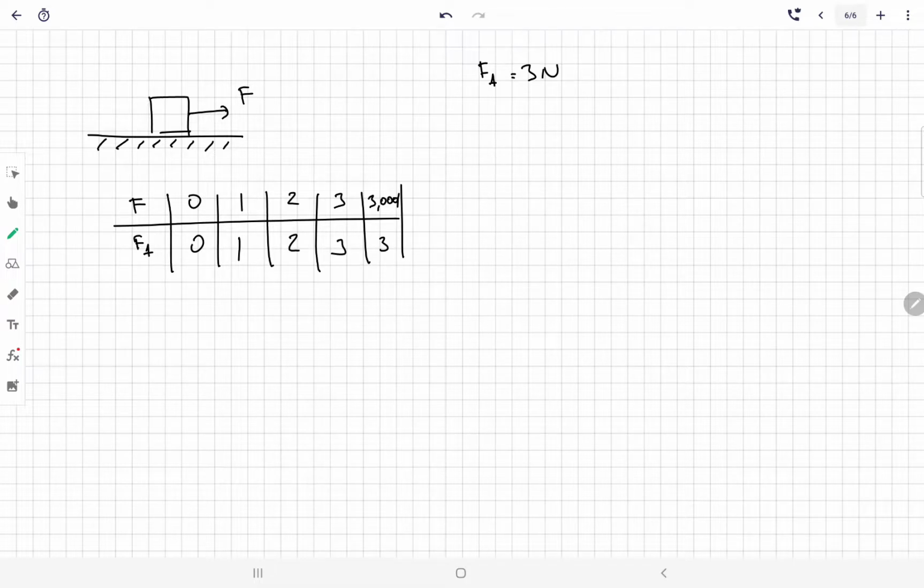Only in this case, our object will start its motion. Velocity will be more than 0. When the force becomes 4, friction force is still 3. When the force that we apply becomes 10, friction force is still 3. Because 3 is a maximum value for this specific problem. So this friction force equals coefficient times reaction force, and it's equal to 3, for example. So this is how it works, basically.